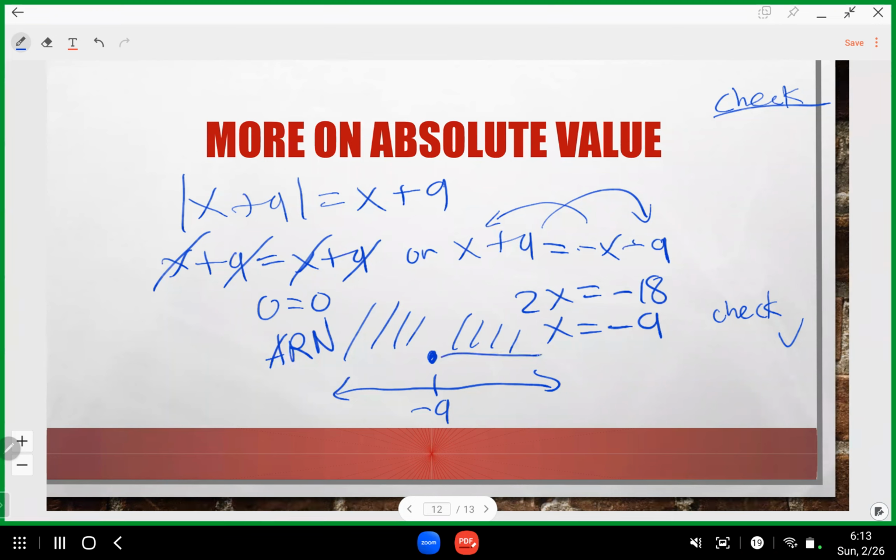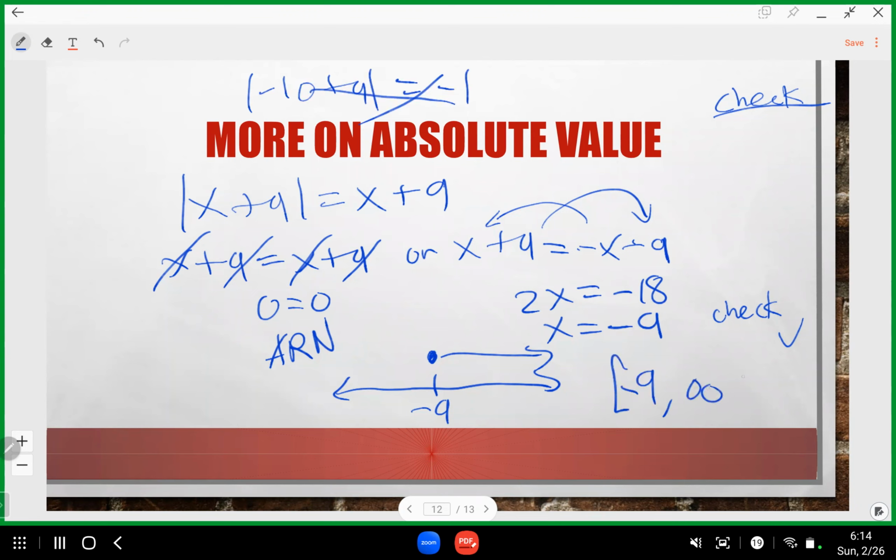That means everything that is greater than -9 works. Now let's check what is less than -9. Okay, what is less than -9? -10. Okay, let's check -10. Then you get absolute value of -10 plus 9 is equal to absolute value of -1. Obviously you're gonna get 1 is equal to -1, which does not work. So therefore, the left side does not work at all. So then what you're actually gonna get is everything greater than -9. Right, that's your answer. Okay, are there any questions on this?